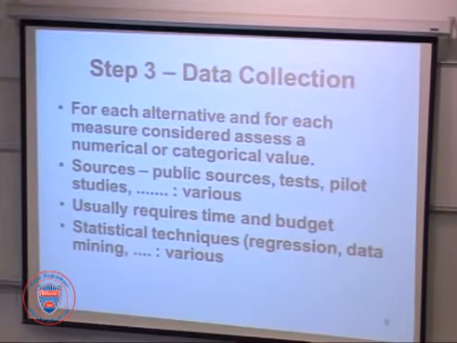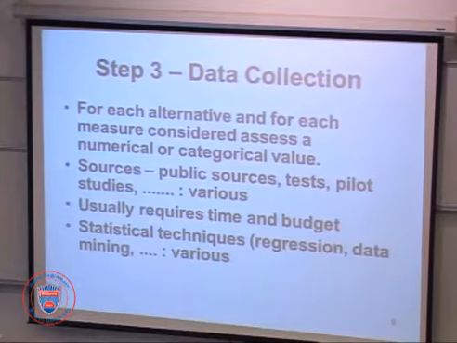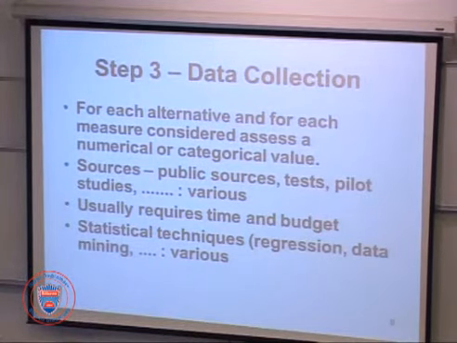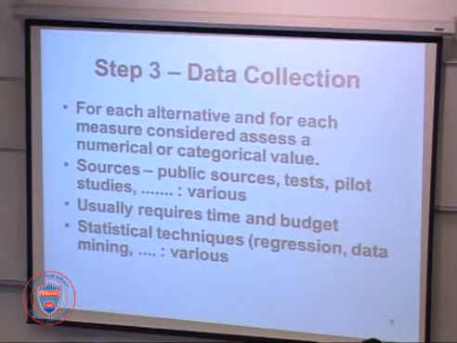This is basically what we do actually, sometimes explicitly, but more in an implicit way. So what are the sources that we use? We use public sources, tests, pilot studies, or various different sources. For example, you could have used the number of tweets that were favored versus something else if that was available. Okay? So this is information. It usually requires time and budget. You cannot do this endlessly. There is a certain time that you should end.